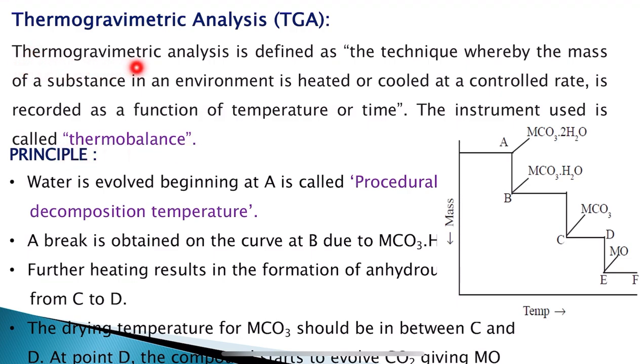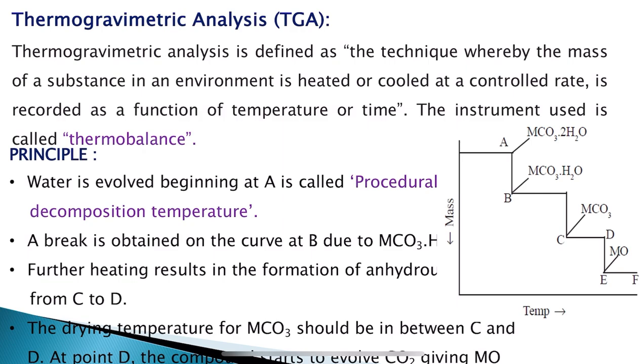I repeat, thermogravimetric analysis is defined as the technique whereby the mass of a substance in an environment that is heated or cooled at a controlled rate is recorded as a function of temperature or time, and the instrument used is called a thermobalance. As I told, the parameter we are going to measure in TGA is mass. As the name itself says, thermogravimetric: gravimetric means measurement of mass.